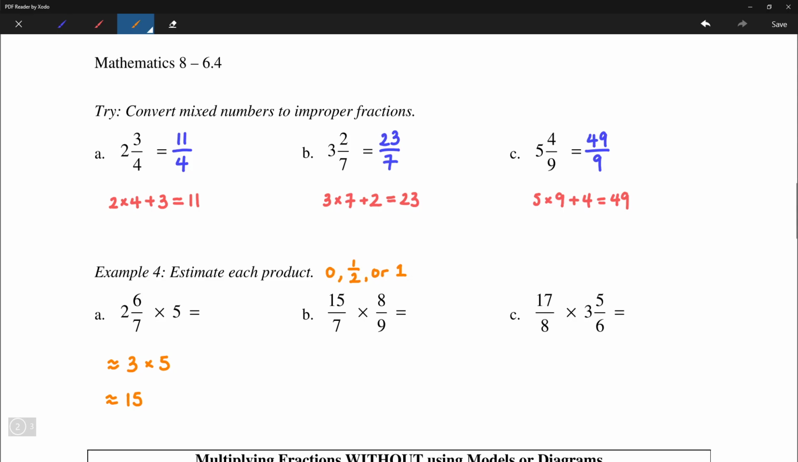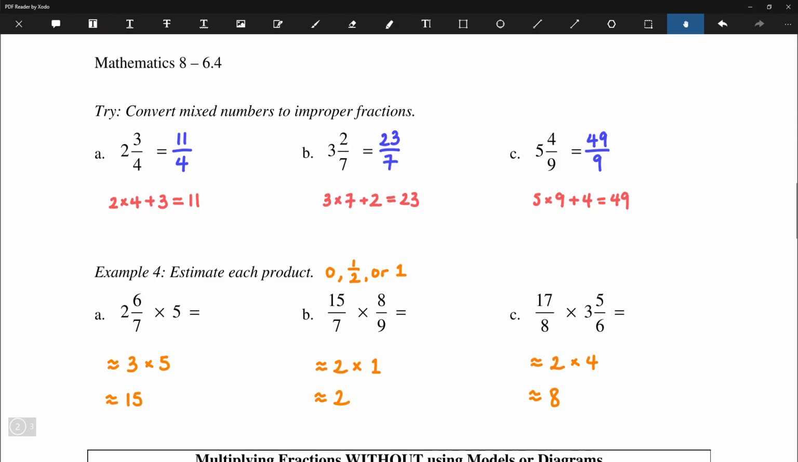In the second case, 15 over 7, right? So 7 times 2 is equal to 14. So 15 over 7 is close to 2. 8 over 9 is close to 1. So here an estimate would be 2 times 1, which is 2. In the third case, very similar. So 8 times 2 is 16. So 17 over 8 is close to 2. And the second part here, 5 over 6 is close to 1. Plus 3 makes 4. So a reasonable estimate would be 4 times 2, which is 8.